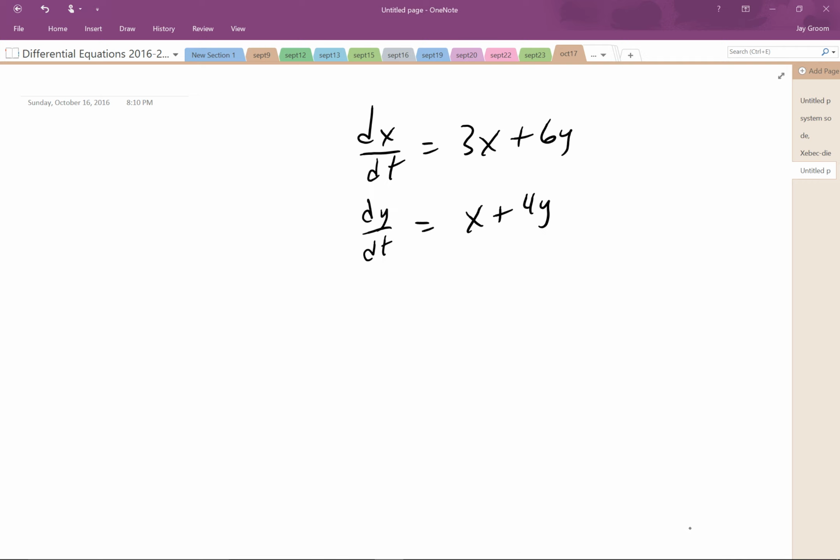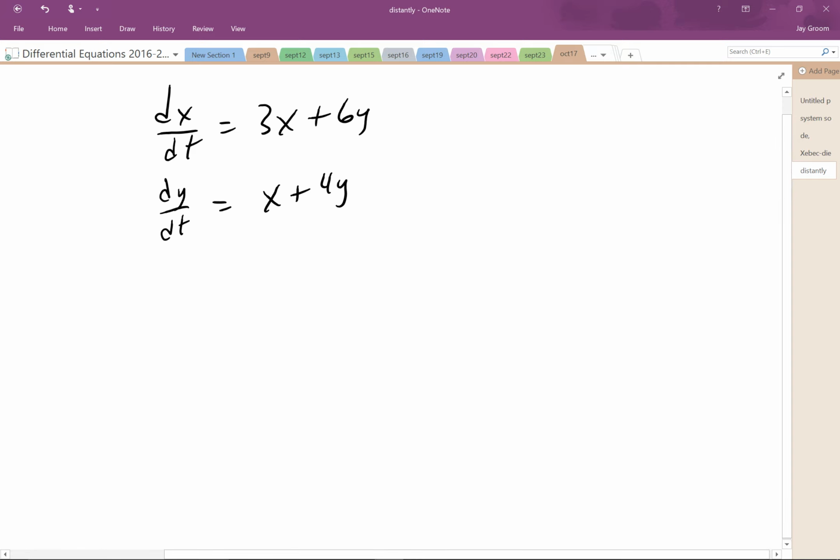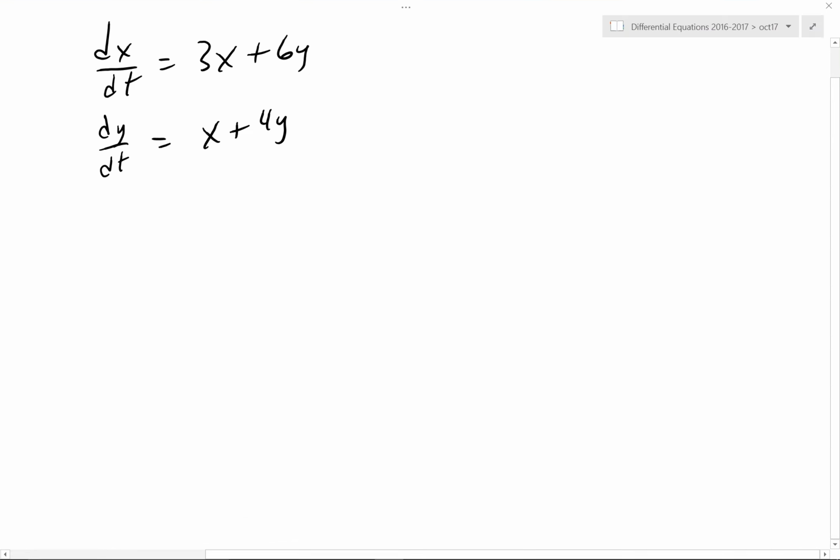And I just checked. I wanted to make sure this guy had nice eigenvalues, and it does. So once we have this situation, we talked about it, we can rewrite this as big dX/dt is equal to [3, 6; 1, 4] times big X, right? That is a vector of X. And the idea is we need to find the eigenvalues.